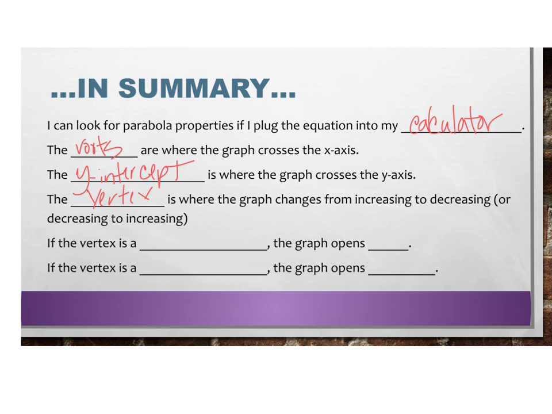If the vertex is a minimum, then the graph opens up. It's at the very bottom. If a vertex is a maximum, then the graph opens down. It's at the very top.